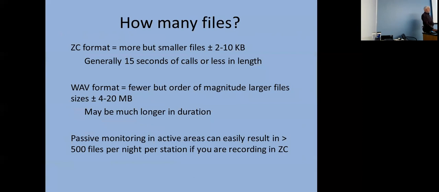How many files? Well, in zero crossing, the files are smaller in size by an order of magnitude or more than WAV files for full spectrum, generally 15 seconds or less in call length. With WAV formats, you're going to have fewer files, but much, much larger file sizes, and also much longer duration. Passive monitoring in an active area can easily result in 500 files per night per station if you're recording in zero crossing.